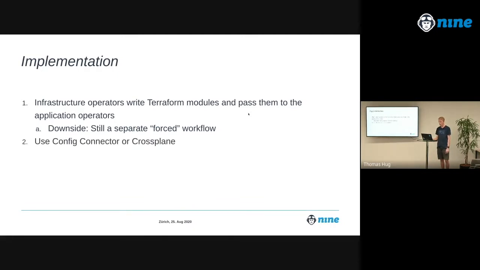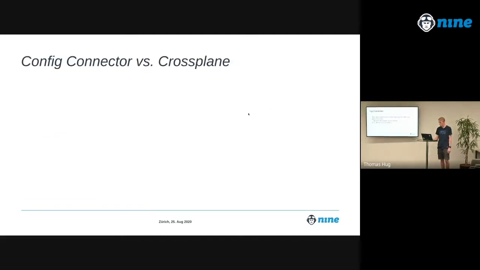Yeah, another idea would be to use Config Connector or Crossplane. Why? Well, it kind of fits into that workflow thing, because in this scenario, we're assuming you're already running on Kubernetes, right? So you know Kubernetes resources, you can work with them, you have a workflow established to deploy stuff on Kubernetes. So why not use that? So yeah, Config Connector versus Crossplane.